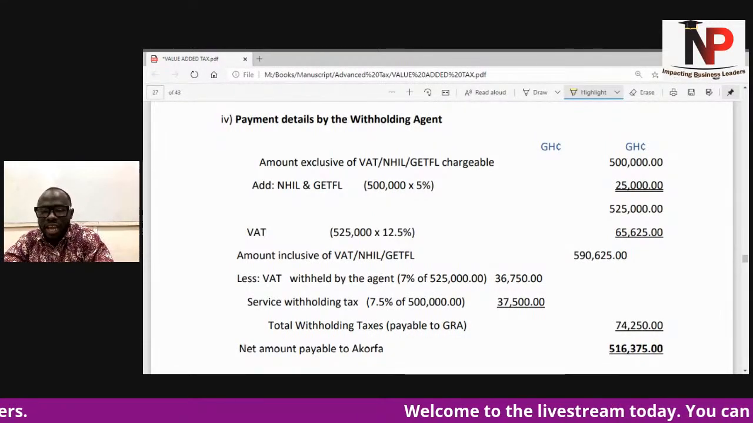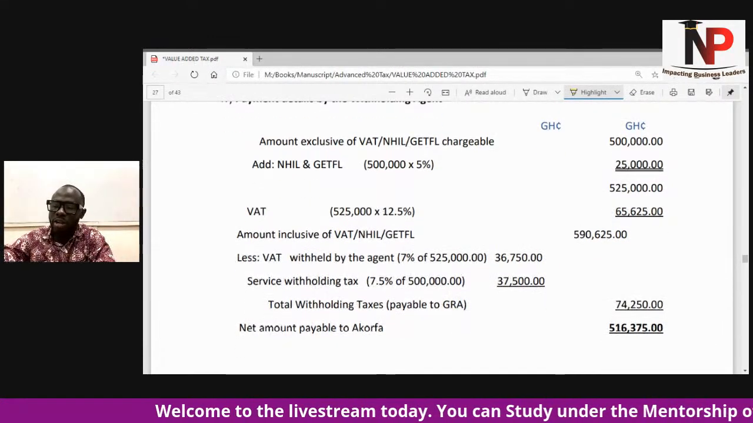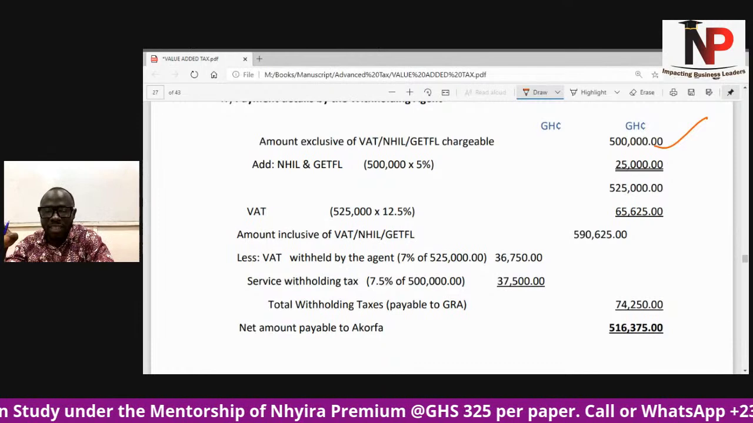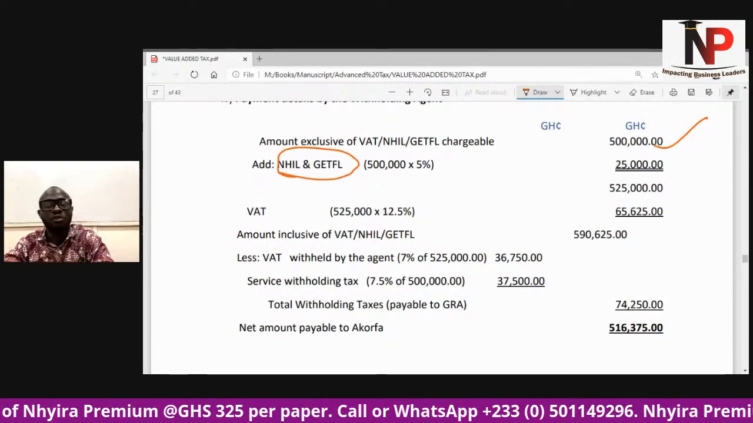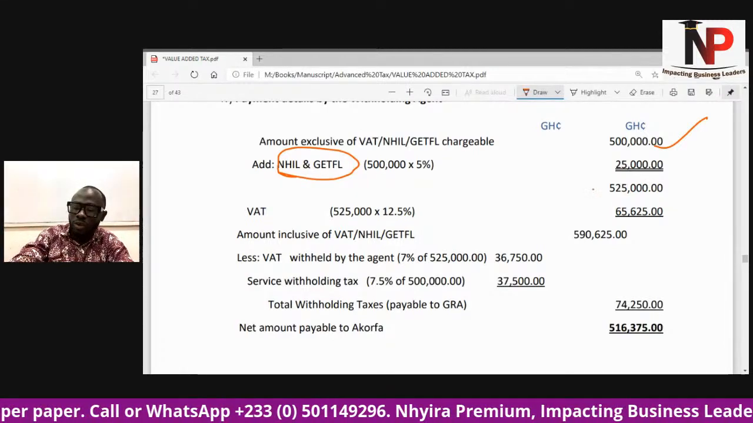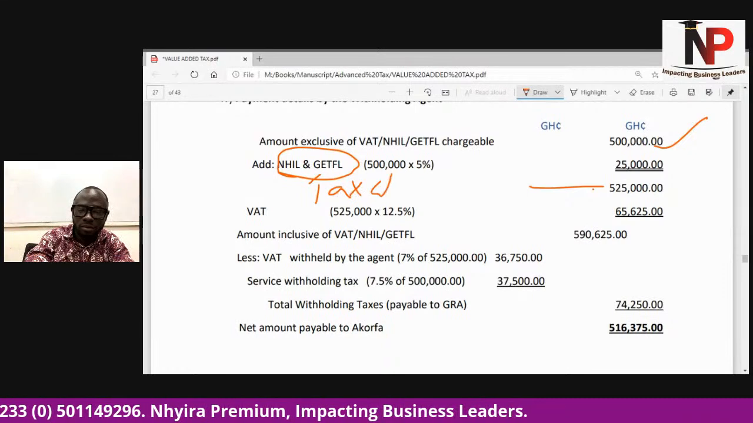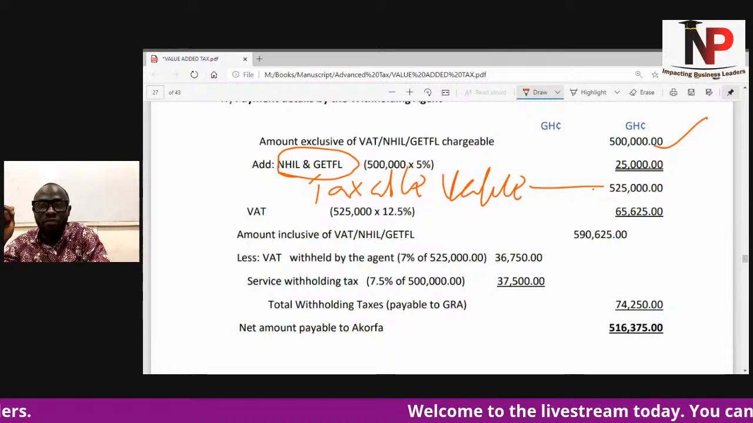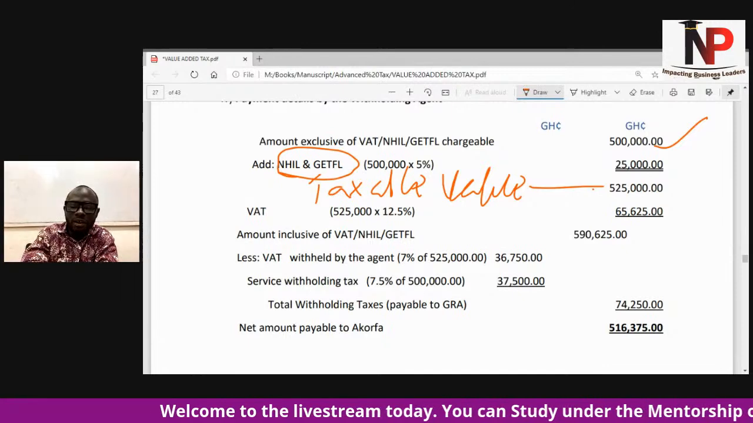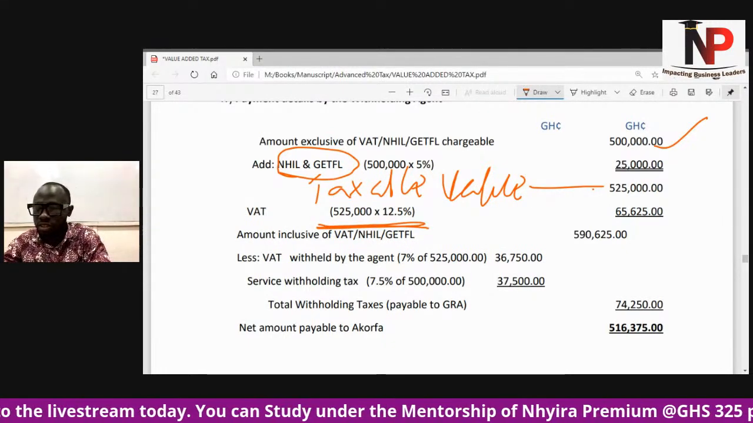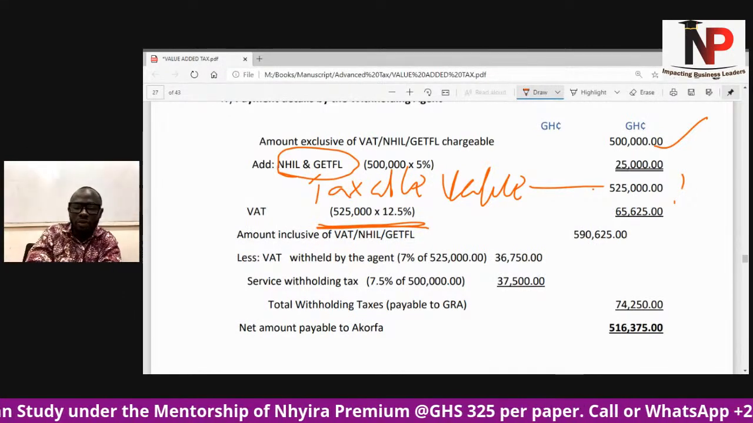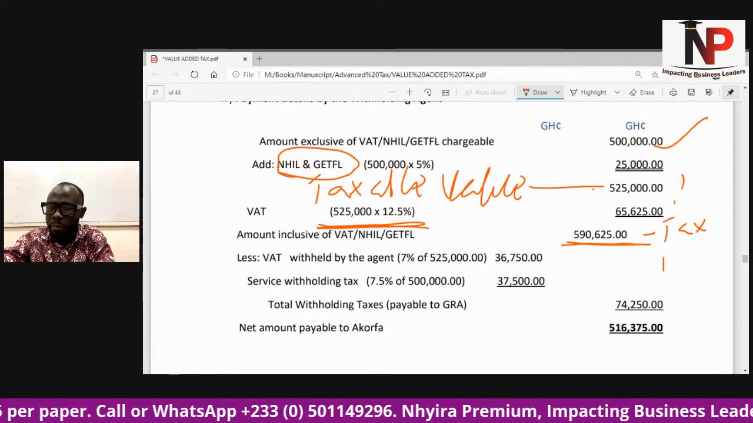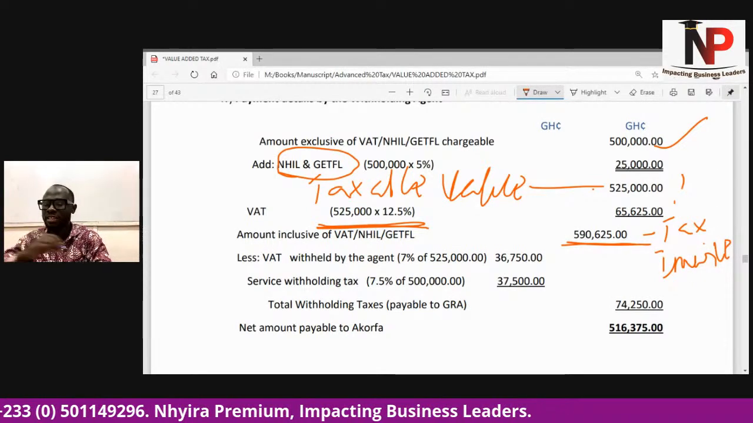So in his returns, this is the value of the goods he bought, 500,000. Remember, there will be VAT, NHIL, and GetFund at 2.5%. So that was 25,000. So that we got the taxable value here, 525,000 Ghana cedis. Then there was a VAT component that ACCA Vignon charged. So that will be added so that we get the amount inclusive of VAT. So this becomes more or less like the tax invoice. If you remember our pro forma, this will become like the tax invoice.